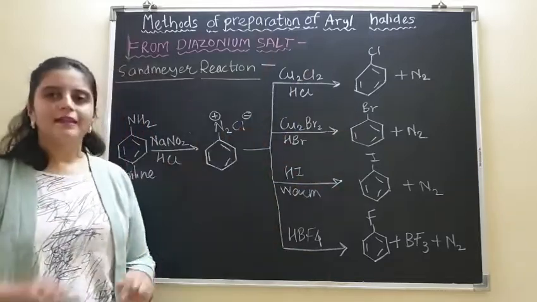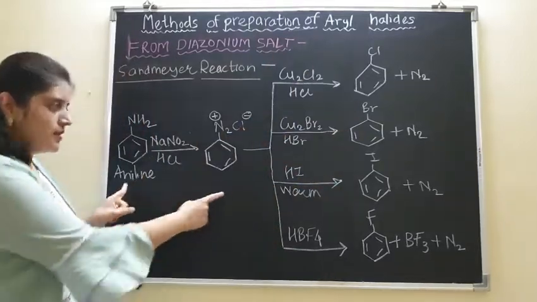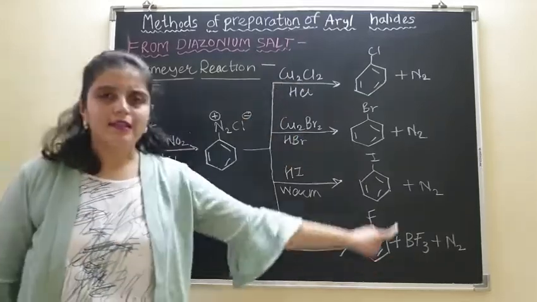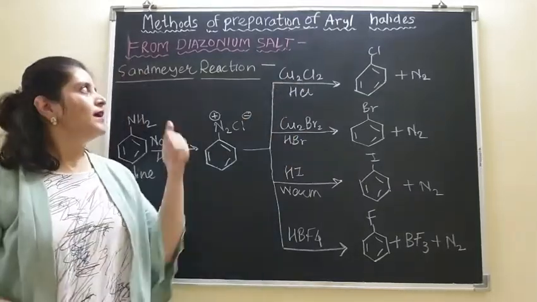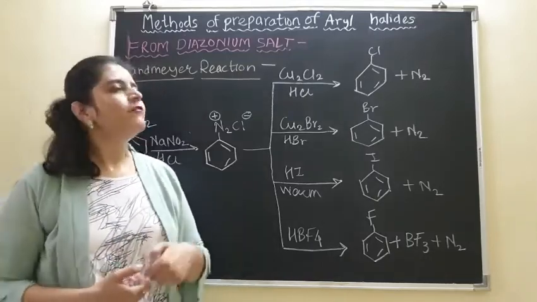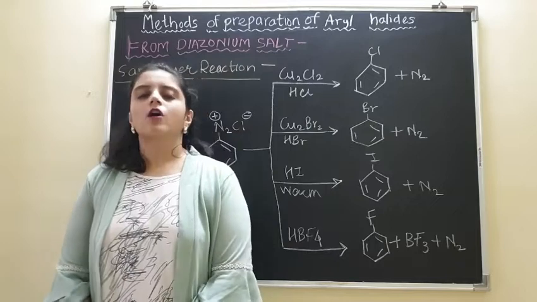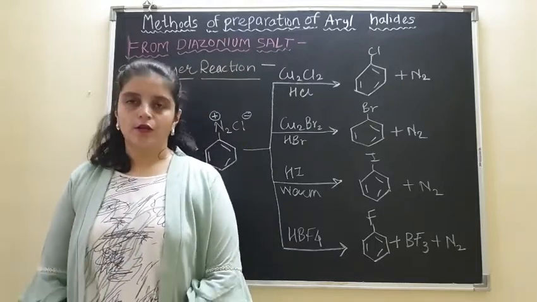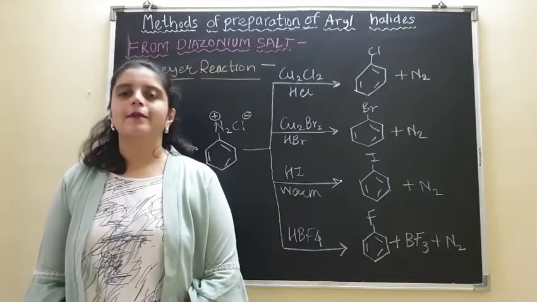So this is how we can summarize both the reactions. The first step over here is called the diazotization reaction, and the rest of the reactions are called Sandmeyer reactions, which can be used for preparation of aryl halides. So this was all about preparation of aryl halides from diazonium salt, which is also called Sandmeyer reaction.